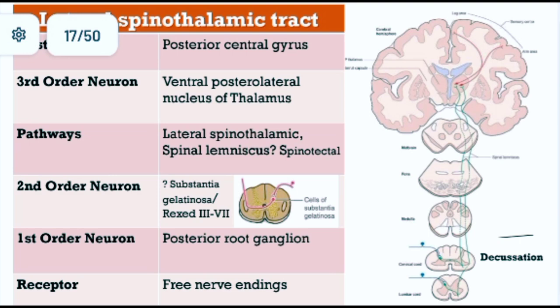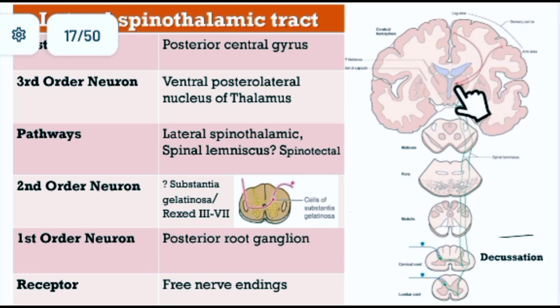That's why when you damage the left lateral spinothalamic tract, you are going to lose the pain and temperature sensation on the contralateral side. Why? Because they are going to decussate. You need to know they decussate here, after synapsing there. Second order neurons are going to decussate, and then they are going to ascend upward. So when they ascend upward, they are going to reach the thalamus.